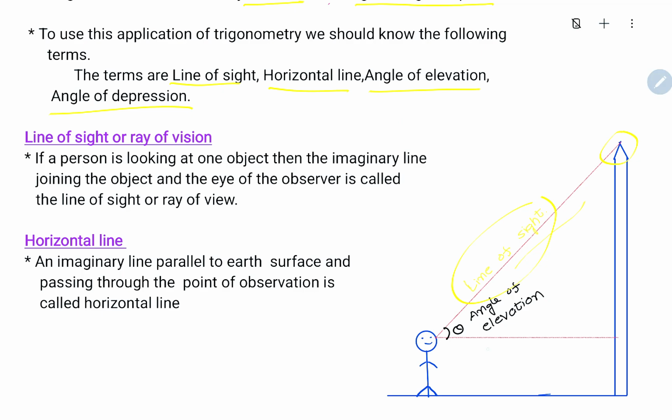Now we will discuss the horizontal line. An imaginary line parallel to Earth's surface and passing through the point of observation is called the horizontal line. This is the horizontal line, parallel to Earth's surface. Now we will discuss angle of elevation and angle of depression.